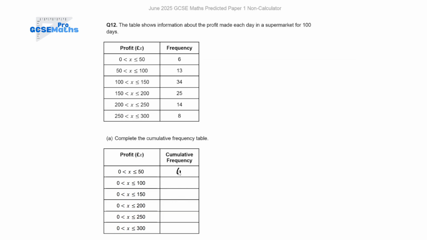So for example, the first row will be exactly the same. The second row then includes the first 2 rows of the other table, so add 13. And then the third row includes another row, so add 34 to the 19, we get 53. And then add 25, so 78. You get the gist, add the 14, 92, and then add the 8. Your last row should, if they've mentioned in the question, add up to the total that they've given you. So that was 100, mine is also 100, so I know that it's correct.